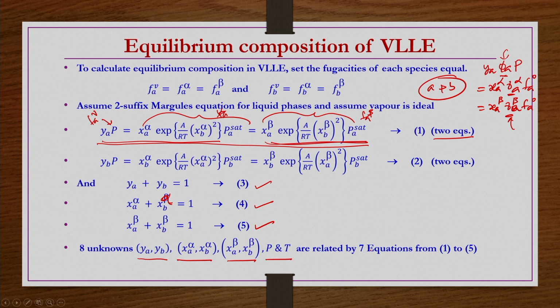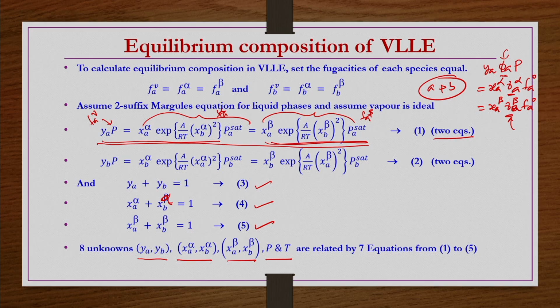So, depending on the phases that exist and depending on the components, you can use the Gibbs phase rule to find out the minimum degrees of freedom. Accordingly, depending on the degrees of freedom, you can fix that many independent variables, and then the remaining independent variables you can calculate using these equations.